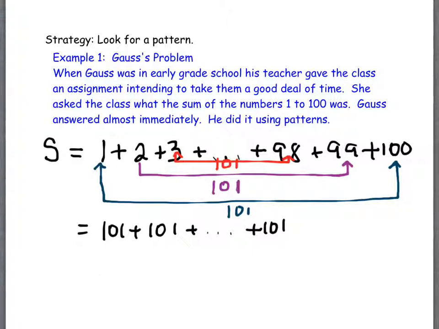But first, instead of just having 1 to 100 listed here, I'm going to change every single number to 101. So the 1 becomes 101, the 2 becomes 101, the 3 becomes 101, and then at the end, the 98 becomes 101, the 99 becomes 101, and the 100 becomes 101. They all got bigger, right? So this is more than I started with, agreed? How much more? It's double. It's exactly double.